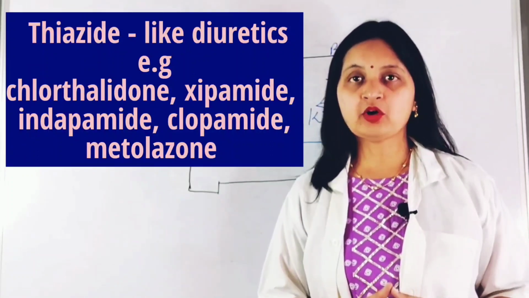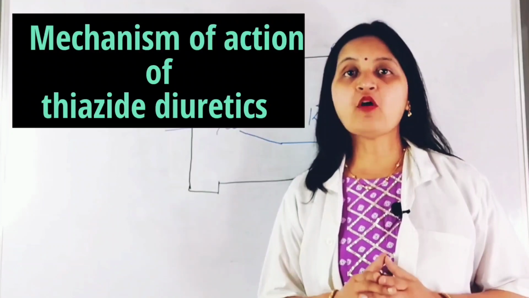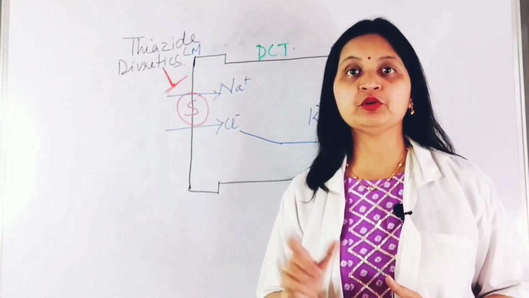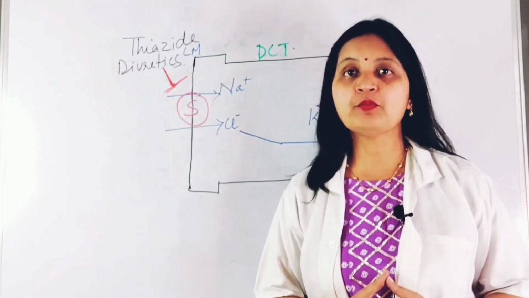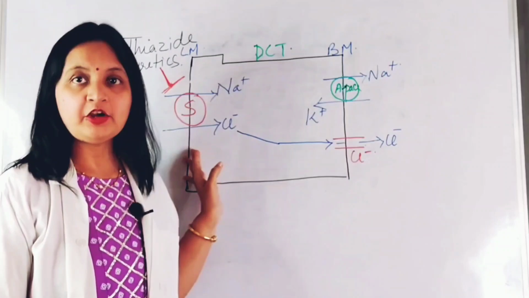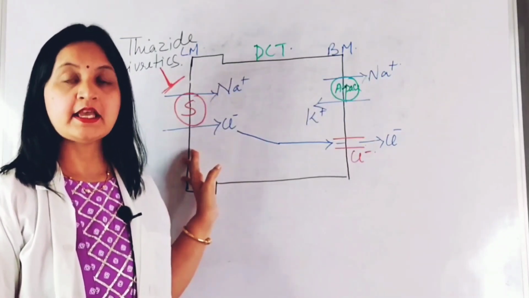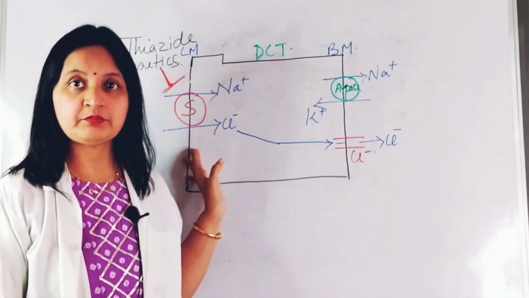So let's learn about the mechanism of action of thiazide diuretics. The site of action of thiazide diuretics is the distal convoluted tubule, unlike loop diuretics which act on the ascending limb of the loop of Henle. The figure drawn here shows the mechanism of action of thiazide diuretics. The site of action is the distal convoluted tubule.